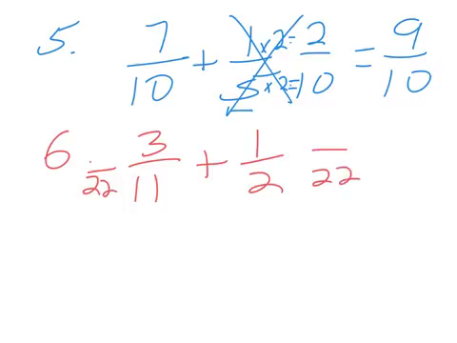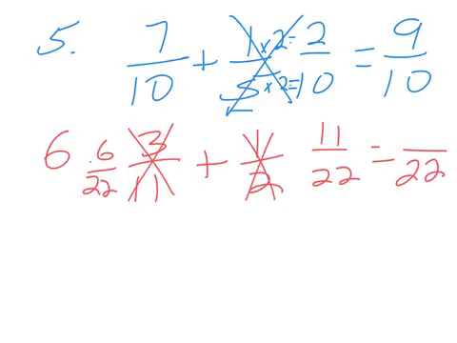So 11 times 2, so 3 times 2 is 6. 2 times 11, so 1 times 11 is 11. My new fractions are 6 over 22 plus 11 over 22. New denominator is 22. 6 plus 11 is 17/22. That's like the other ones where sometimes you have no choice, but you have to multiply the denominators together to get a common denominator.